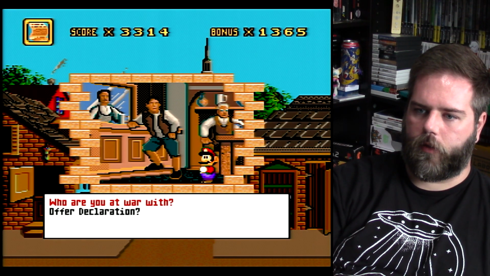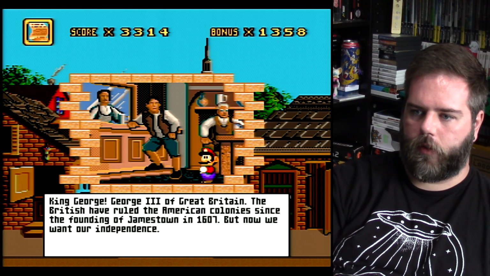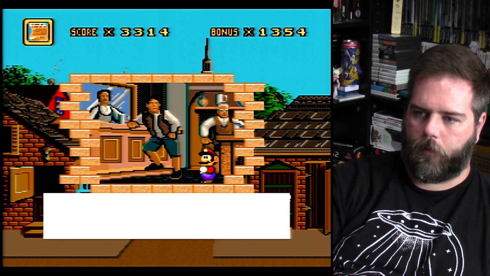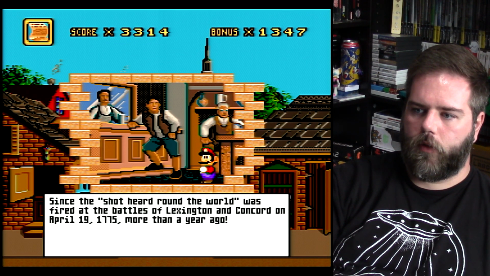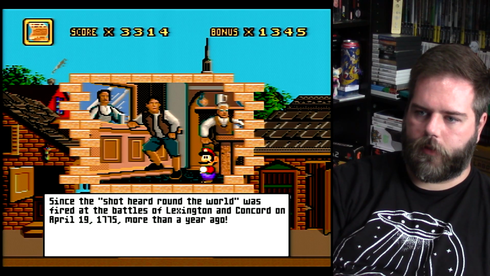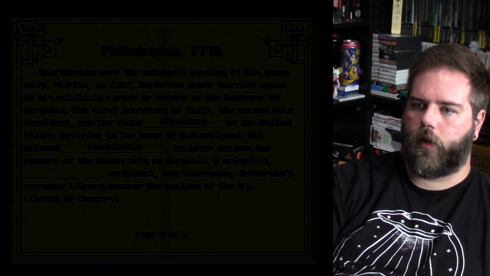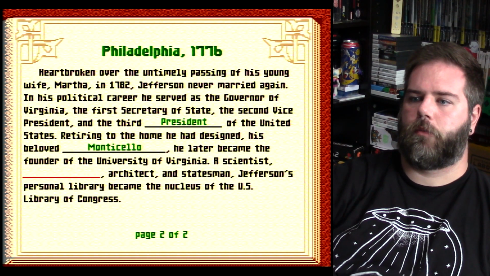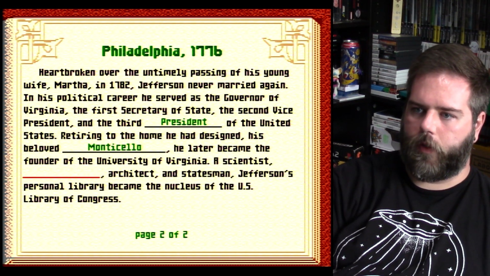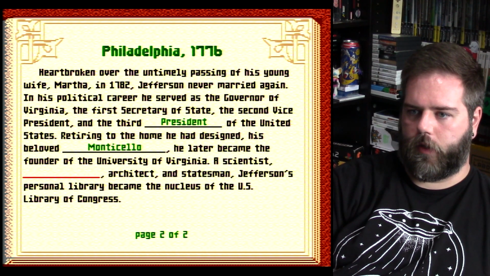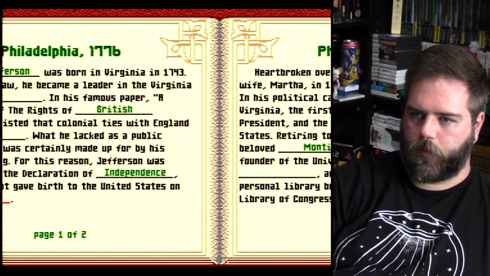Parliament across the Atlantic. We're at war with King George of Britain. I think we've got most of that. Jamestown, 1607, honor of independence. Lexington and Concord, April 19th, 1775, a year ago. Let's see if there's anything here about that. I did get this last one, which was Monticello. That's just the home he designed. He later became the founder of the University of Virginia. I don't know what the last one is, though.